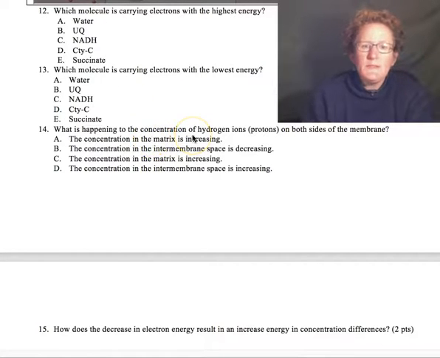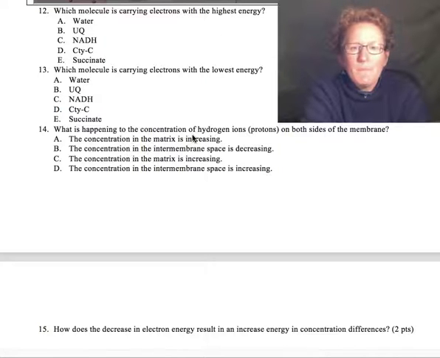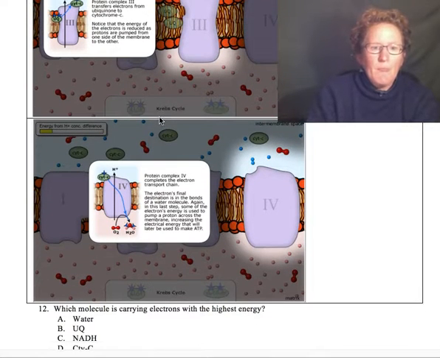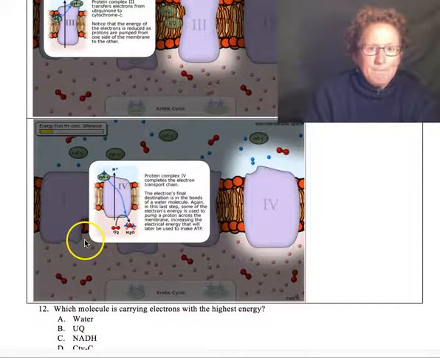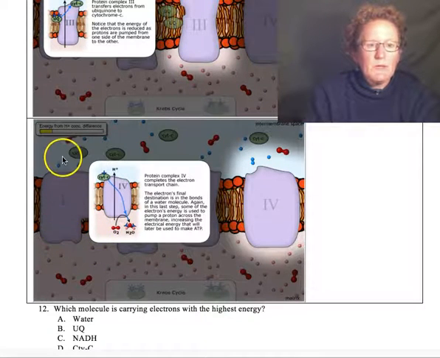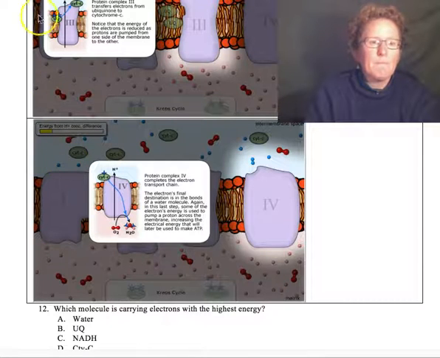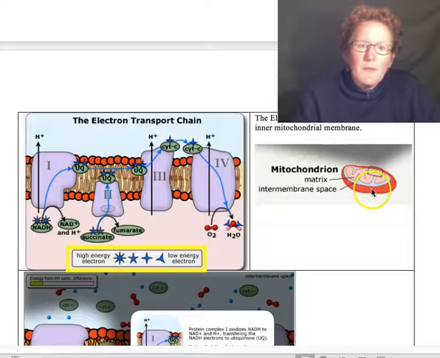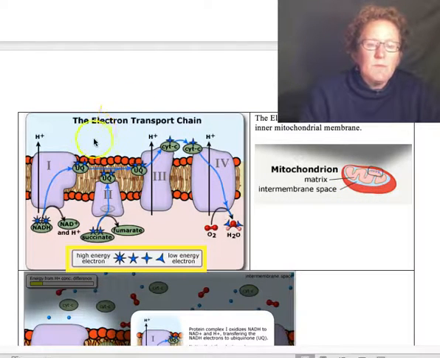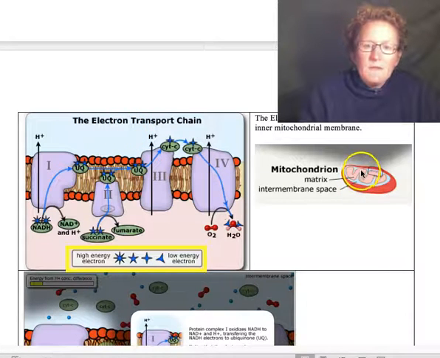What's happening to the concentration of hydrogen ions on both sides of the membrane? Well, let's go back and look here. The membrane here, the protons are being pushed out this way. Here's a better view. The protons are being pushed into the intermembrane space. You can see that's blue right here in this part of the model. And they're decreasing here in the matrix.